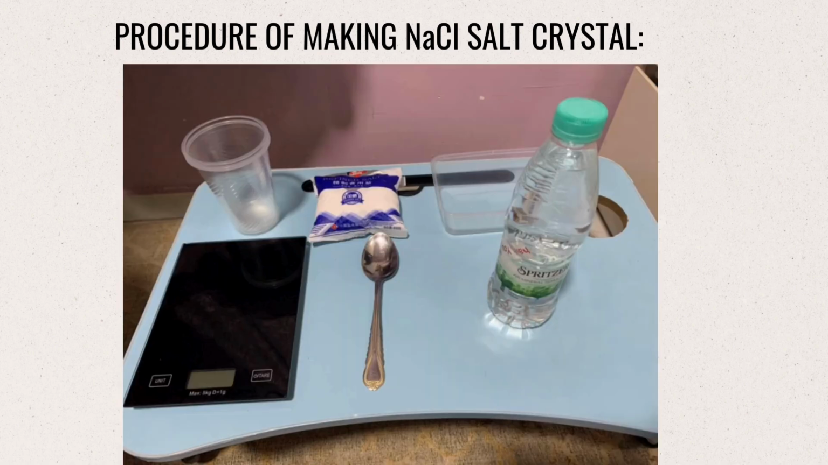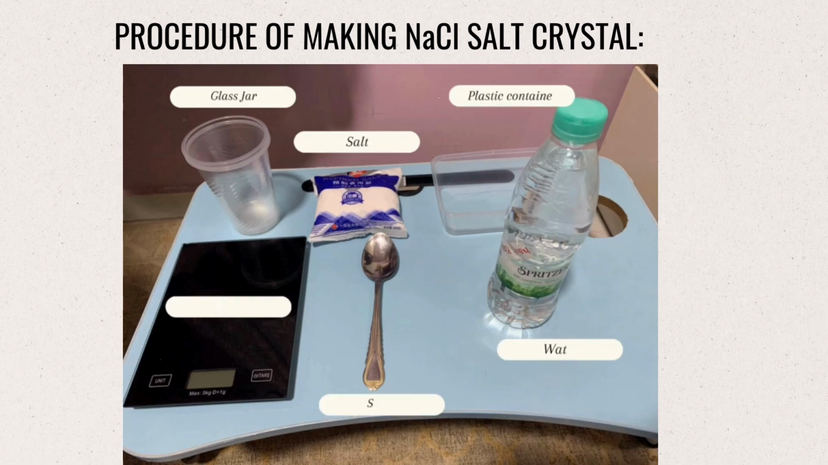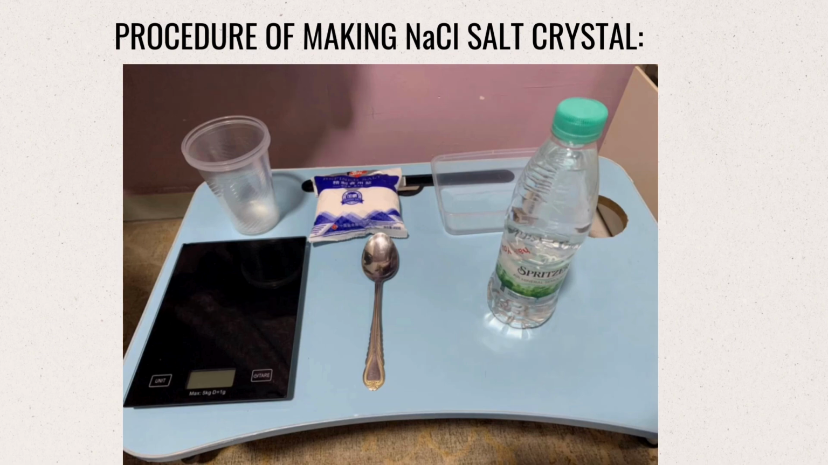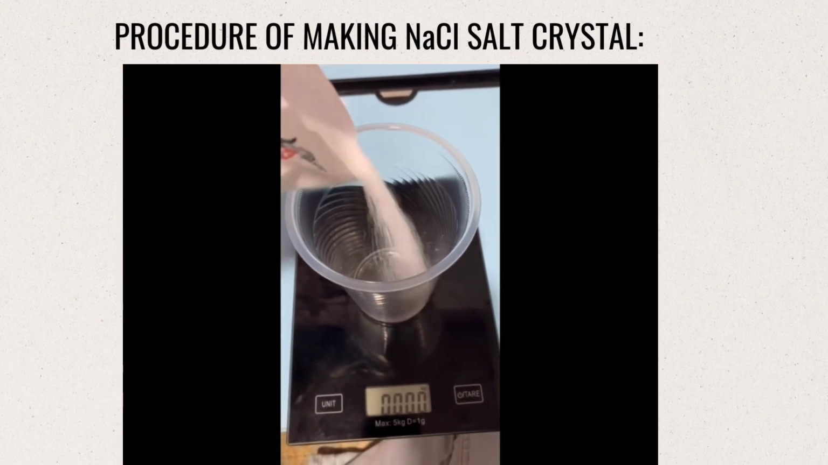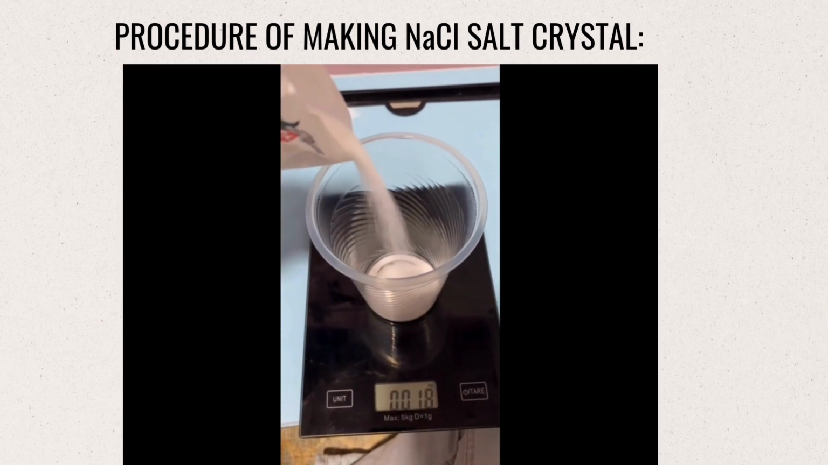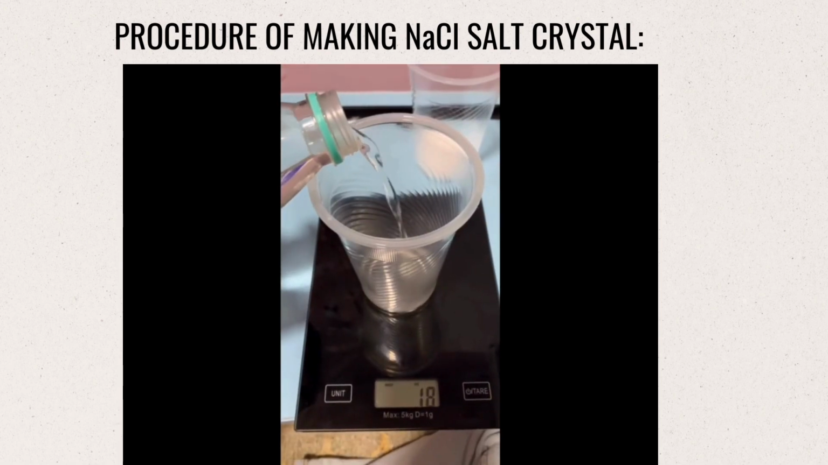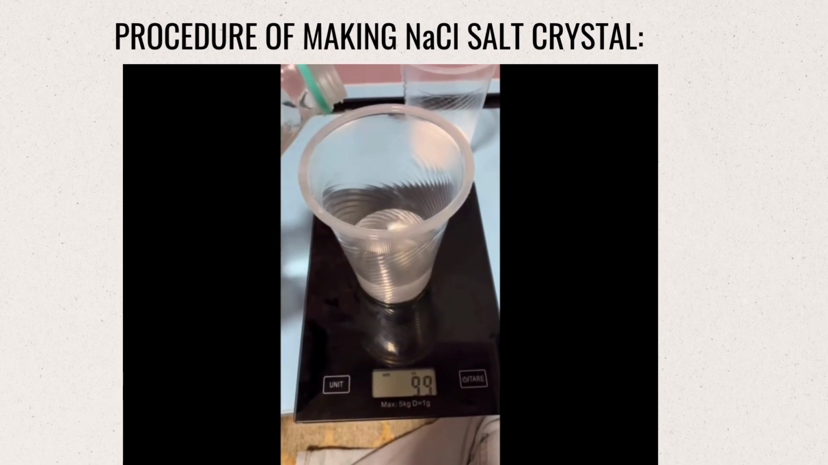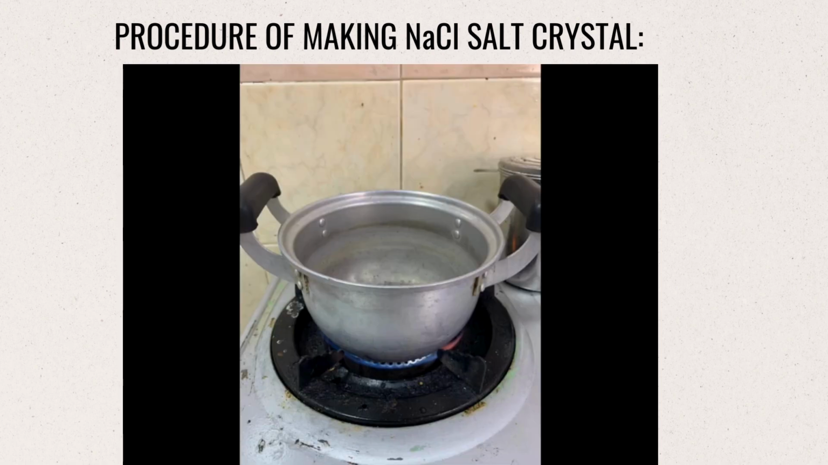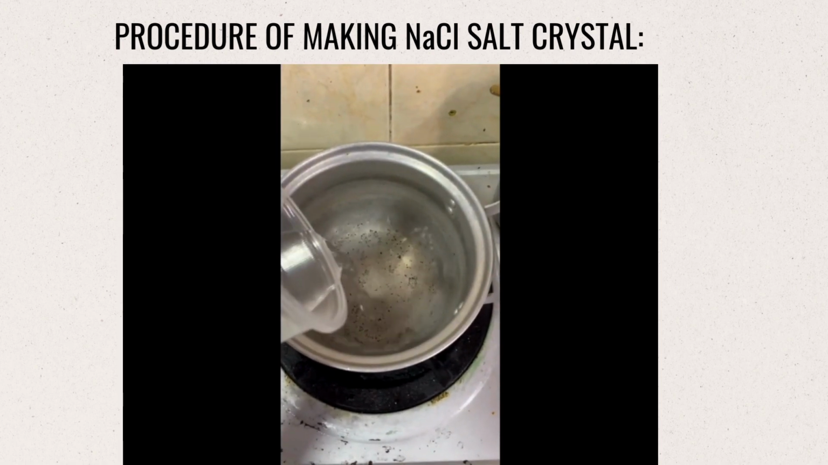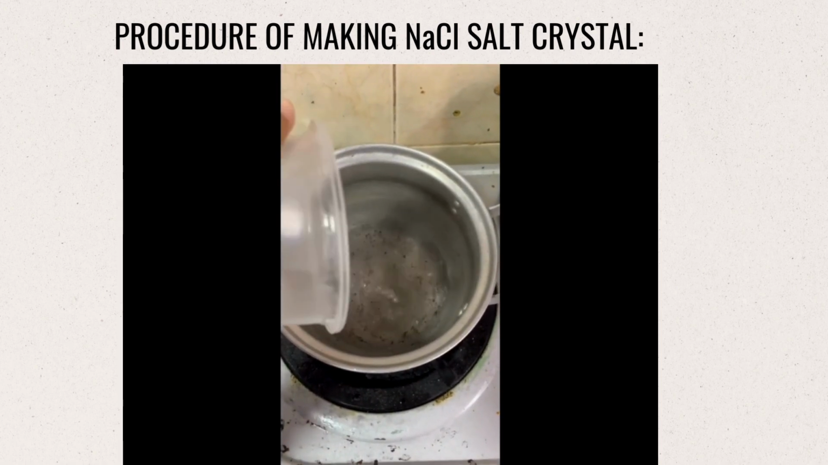So here is what we need for the experiment. First of all, we need a glass jar, and then scales, spoons, salt, plastic container, and water. That's all. First of all, we will prepare our salt, which is 40 grams. We will measure it, and later we will measure the water, 100 grams. Next, we will heat about 1 cup of 100 grams of water until it's warm but not boiling.